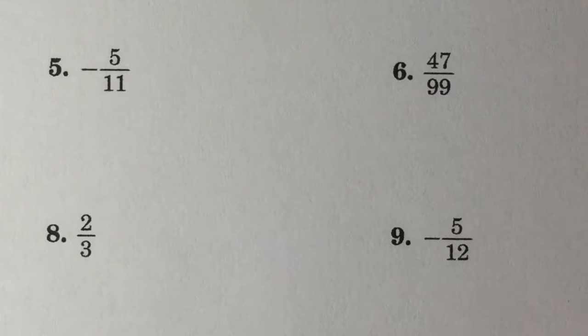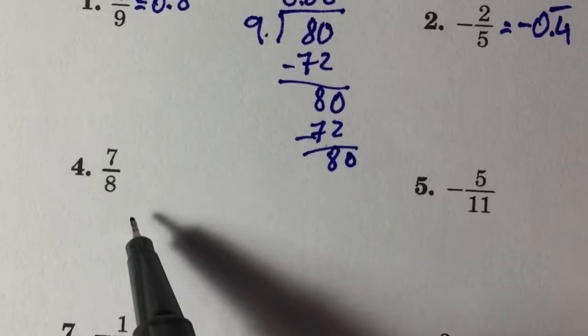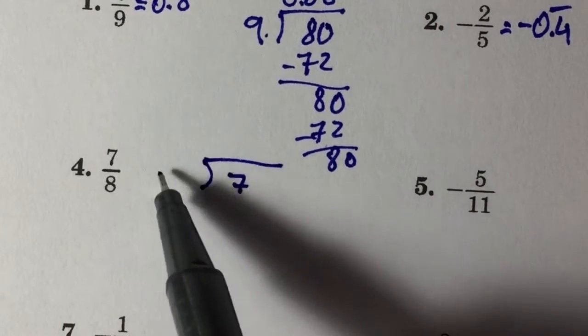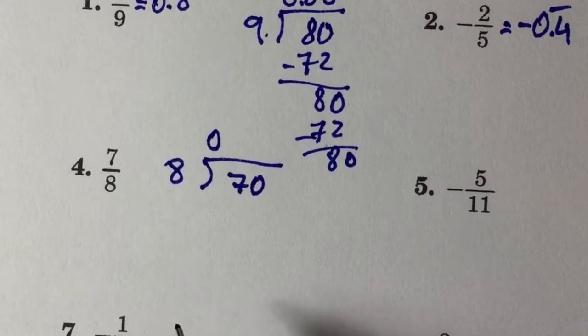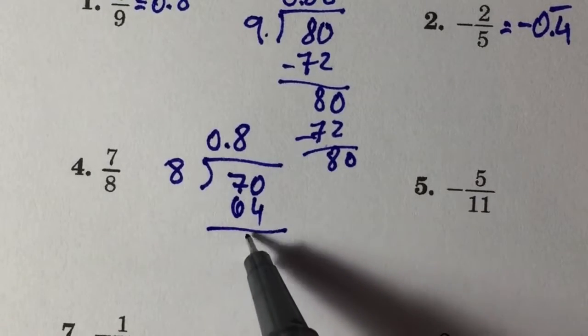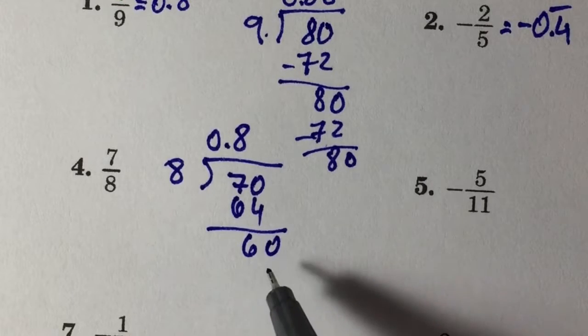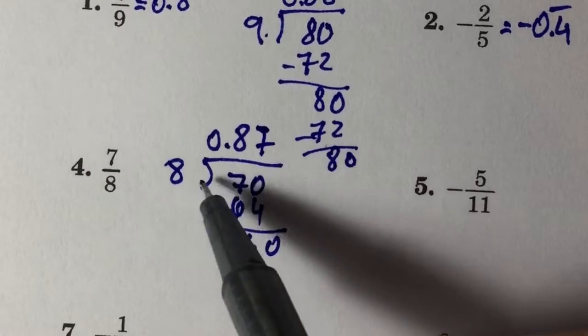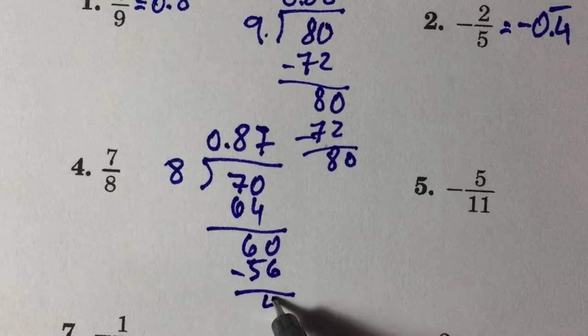That is going to be 5 divided by 11. So we're going to put in the cage the... I'm sorry, we're going to do this one. 7 divided by 8. Okay, how many times does 8 go into 7? 0 times. So put the 70. 8 times 8, 64. Okay, subtract, it's going to be 6. Bring the 0. 8 times 7, 56. I subtract. And I get 4.